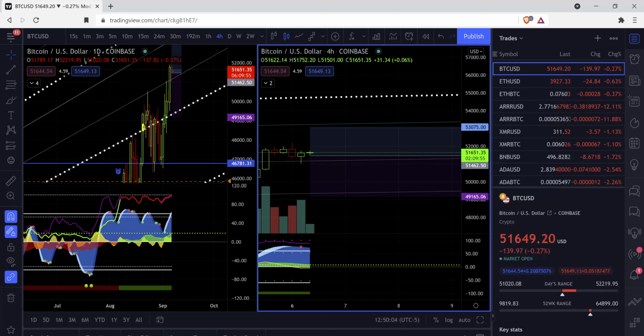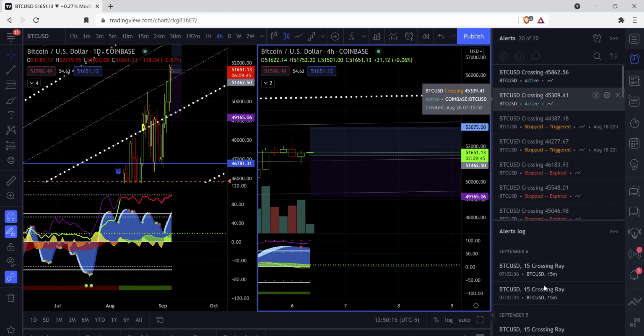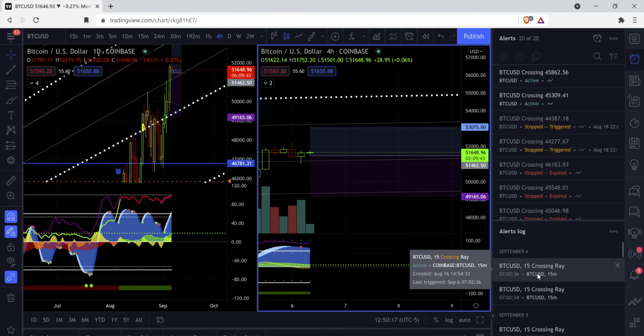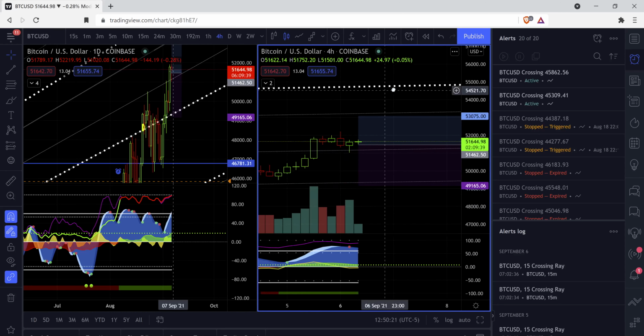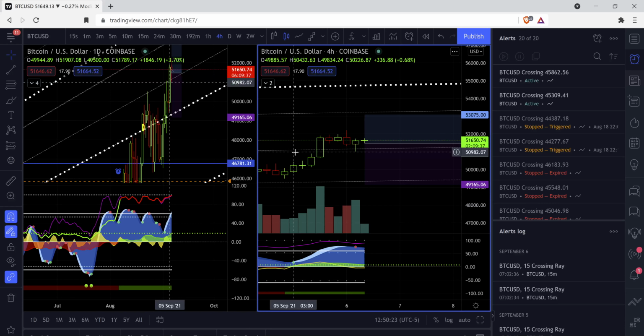I wanted to make a quick video about trade entry. The alert for me went off this morning about 7 a.m. on the Bitcoin 15-minute chart, crossing the spider line ray, and that was this ray right here.